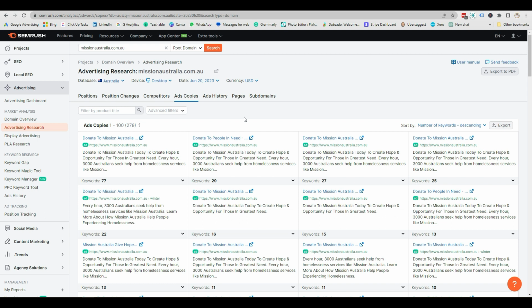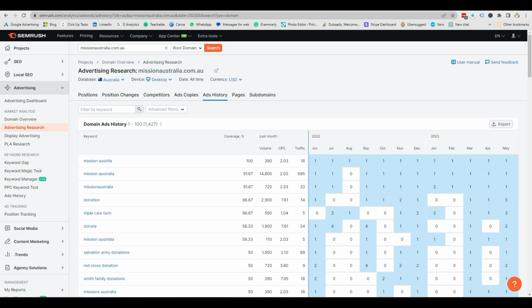So we've checked out the ads that the organization is using. So now you might say, okay, well, what keywords are they using? So we're going to go to the ads history report. The ads history report is showing us the top 8 paid positions over the past 12 months for all the keywords that Mission Australia has bid on, right? So this is just going to show us those keywords that made it in the top 8 positions.